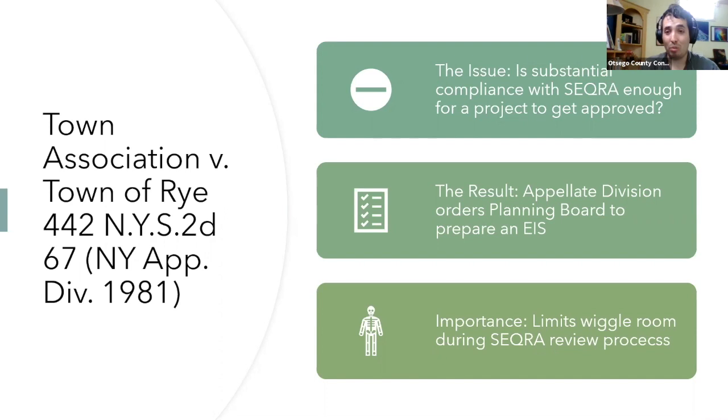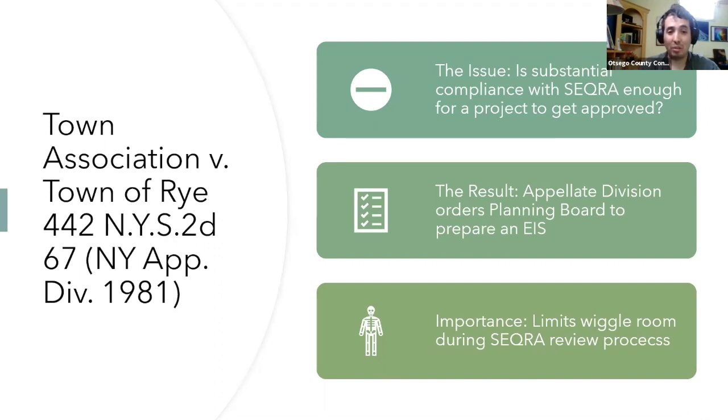And so it ended up being the case that the Appellate Division orders the planning board to prepare an environmental impact statement. And so, the importance of this ruling was that it really limits wiggle room during SEQRA review processes. It makes it so that, if there's a planning board or a town board or any sort of lead agency conducting a SEQRA review process, they must follow the regulations to a letter.